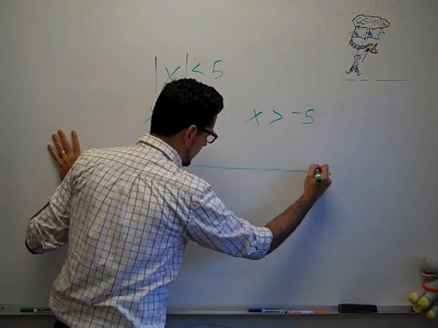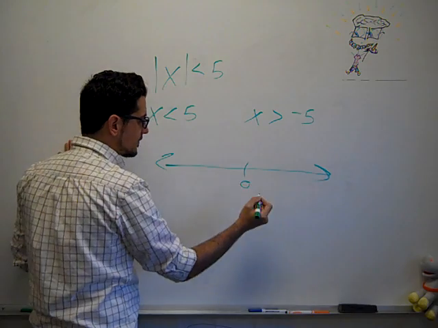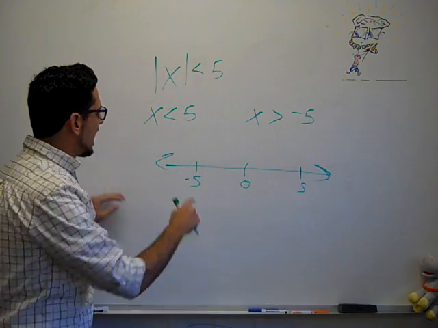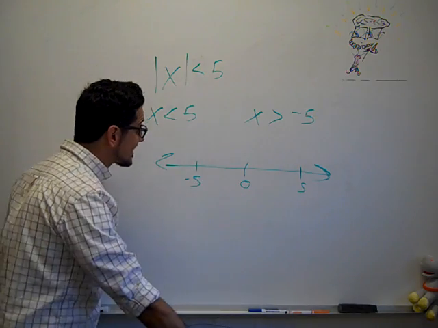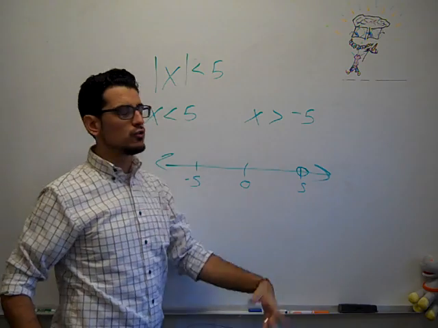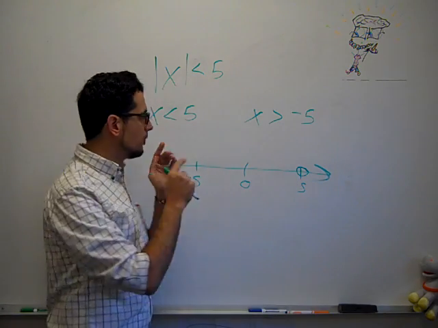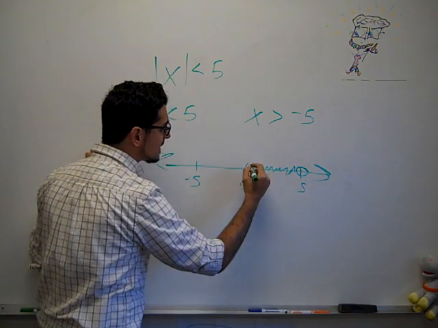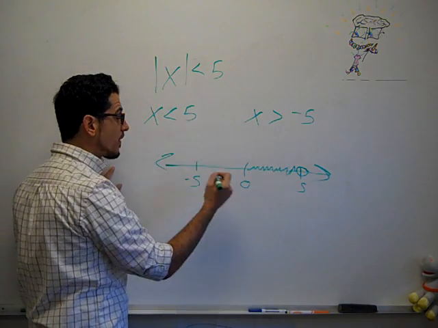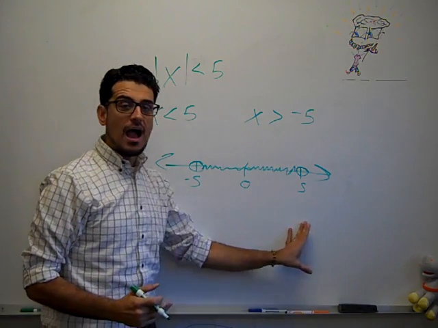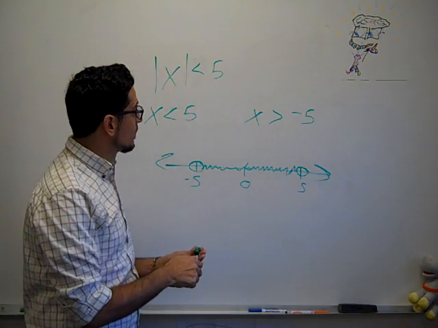I have 0, I've got 5, I've got negative 5, and I see that it is x is less than 5. It's not less than or equal to, so I get an open circle. So x is everything less than 5. And then I also have x is everything greater than negative 5. So here I have negative 5 and everything greater. This is how I would graph that out.